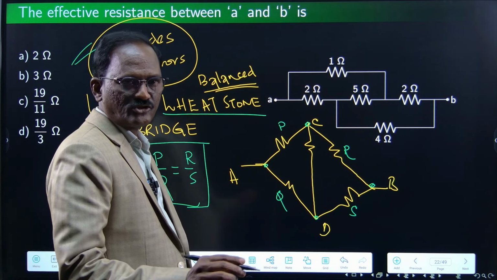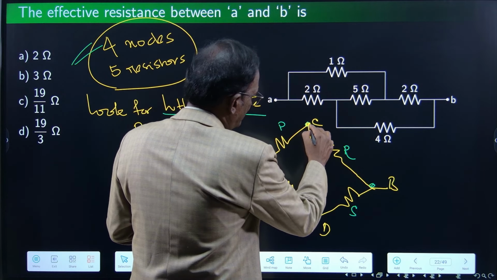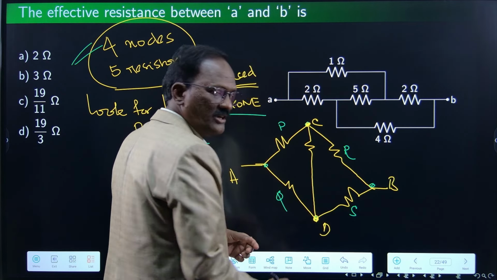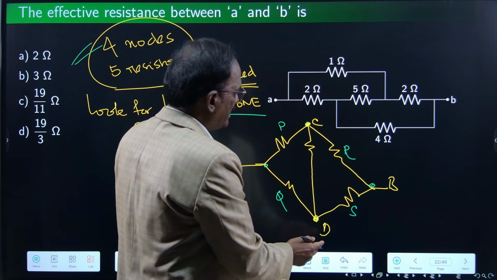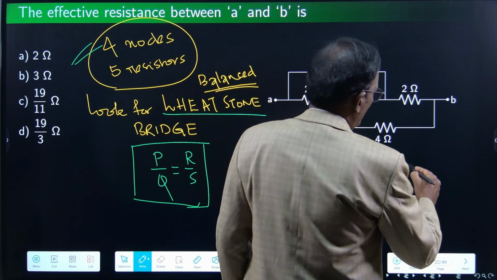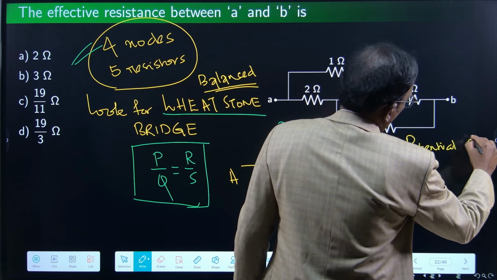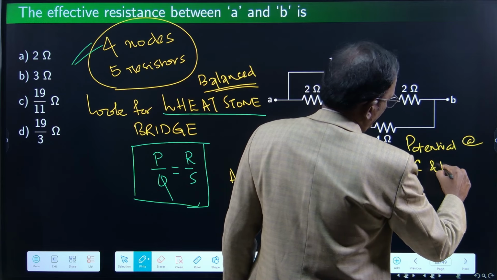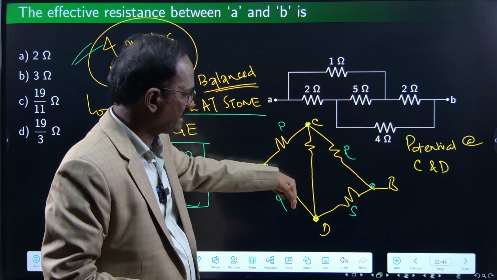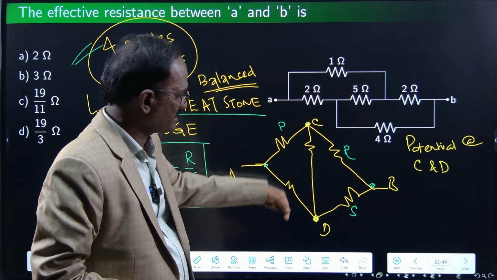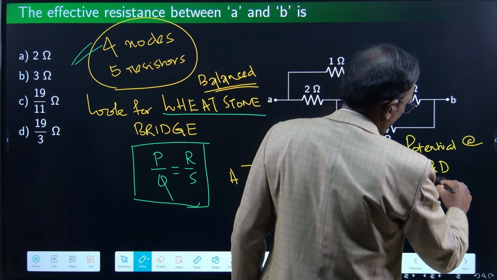For a balanced Wheatstone bridge, this point is very, very important. The potential, the voltage, at the junctions C and D are equal. Potential at C and D. C and D means the center arm, the two ends of the center arm. Potential at C and D are equal.